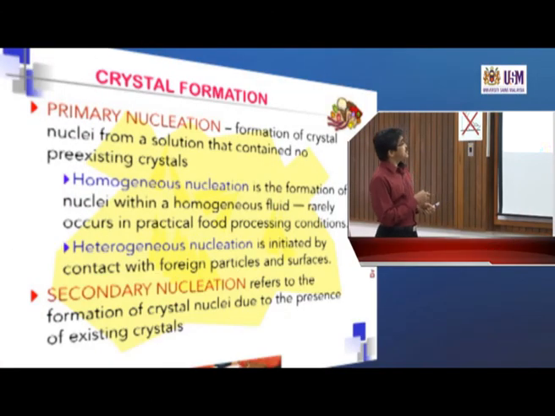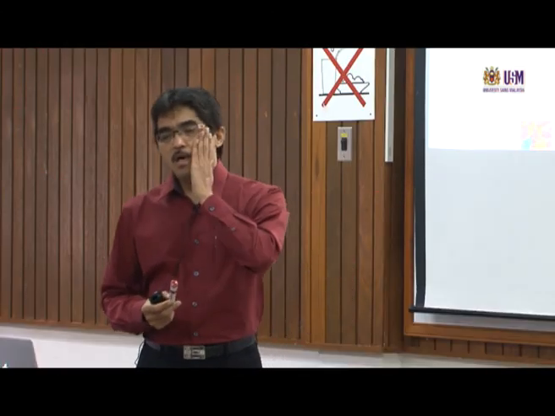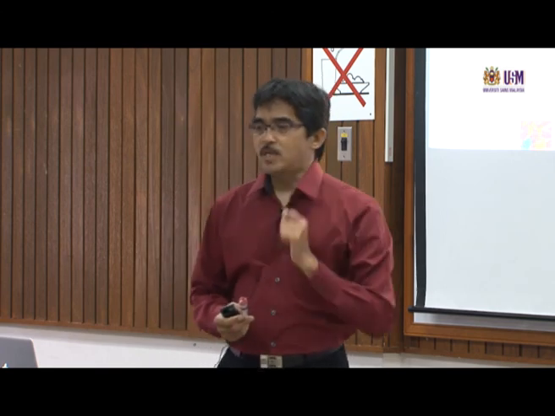So under primary nucleation, we have homogeneous and heterogeneous. Homogeneous nucleation is the formation of nuclei within a homogeneous fluid. It rarely occurs in practical food processing, because in food processing we have other things in the food.